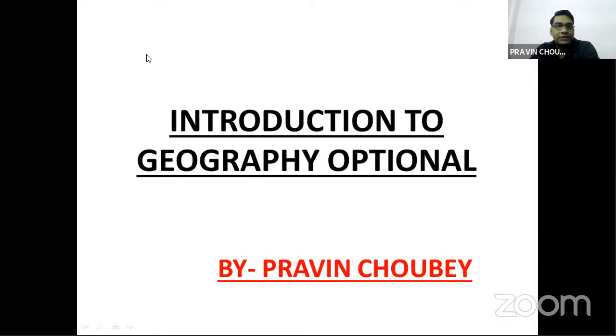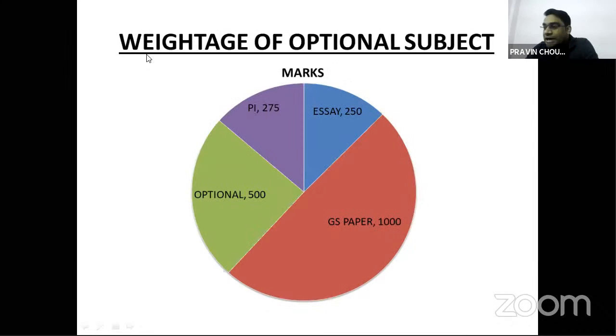First of all, understand the weightage of optional subject in your mains examination, where you will study an optional subject. Till 2010, there were two papers in prelims examination. One is the GS paper and the second paper is your optional paper, also in objective manner. But since 2011, UPSC introduced the CSAT paper in your prelims examination instead of your optional paper. So now you have to study optional subject in your mains examination.